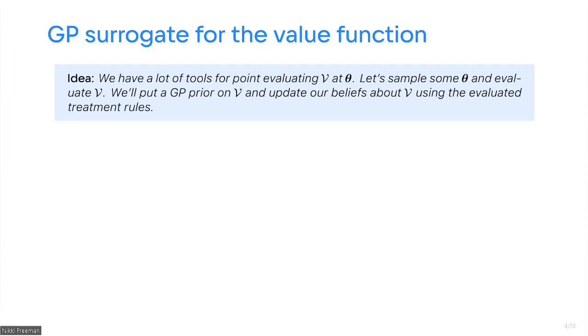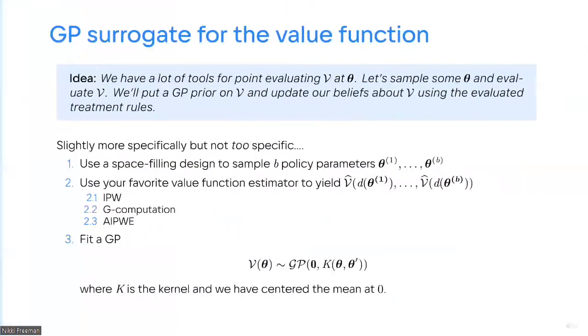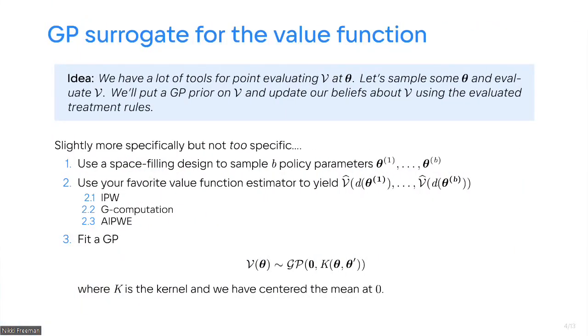And we're going to assume that there's a Gaussian process prior on the value function. And by Gaussian process prior, we just mean that the value function is some smooth-ish function of theta. It's just some kind of function. And then we're going to update our beliefs using those thetas that we sampled and the V's, the values of those particular rules that we calculated using AIPWE, IPW, G computation, whatever's your favorite flavor. All right, so I'm going to say that one more time and be slightly more specific, but not too specific. So we are going to start out with some thetas.